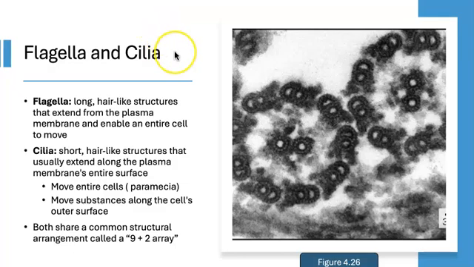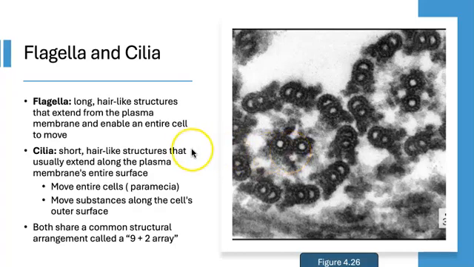Now let's talk about flagella and cilia some more. Flagella are going to be those long hair-like structures, we indicated that earlier in the chapter, that are extending from the plasma membrane in order to allow the cell to move. Flagella is plural and flagellum is singular. Now our flagella is pictured here. We could see the microtubules that help create that structure.